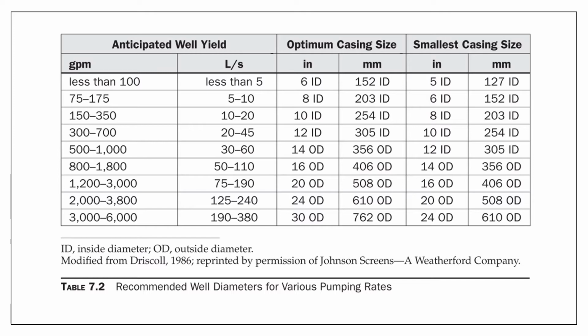This other table shows different well diameters for various pumping rates that you are going to anticipate. So note in the first column, GPM means gallons per minute. L over S is liters per second. And then you also have ID and OD. ID means inner diameter, and OD means outer diameter.